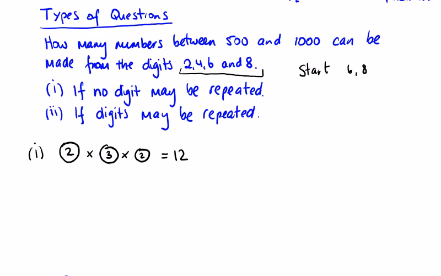Question 2, digits can be repeated. So again, we've 3 positions. It's a 3-digit number. They're multiplies. And we can see we still have 2 choices for position 1, but if they can be repeated, we have 4 numbers left. And 4 numbers left. 2 by 4 is 8 by 4 is 32.